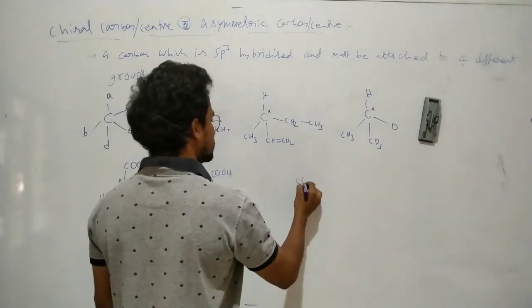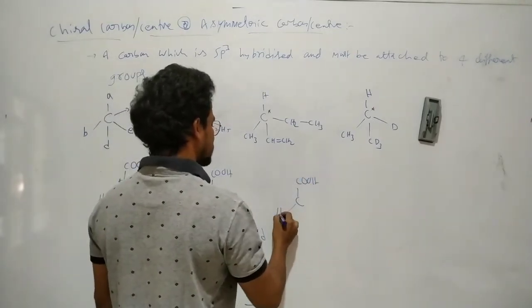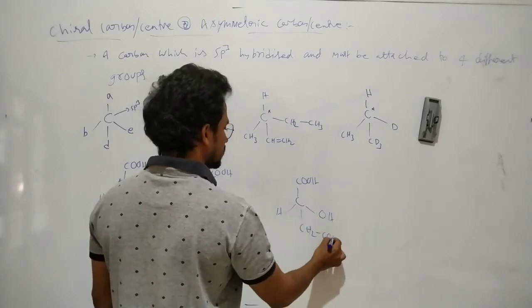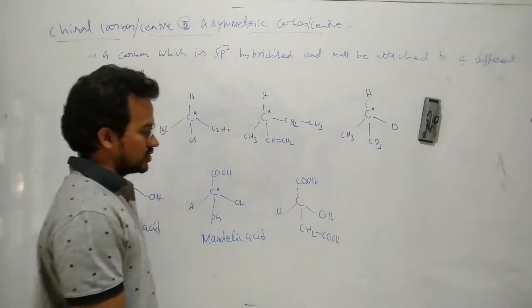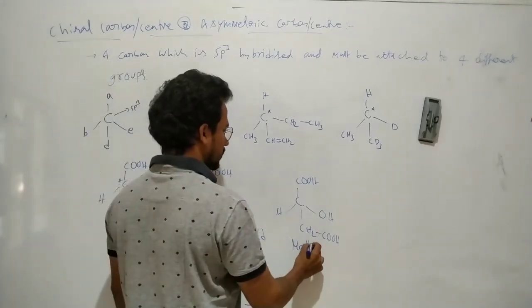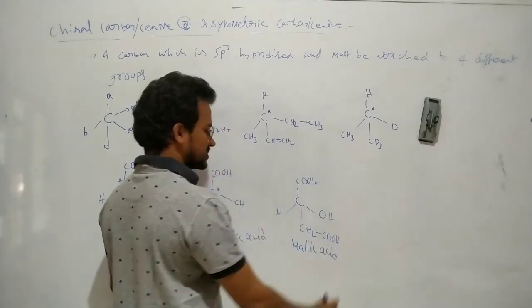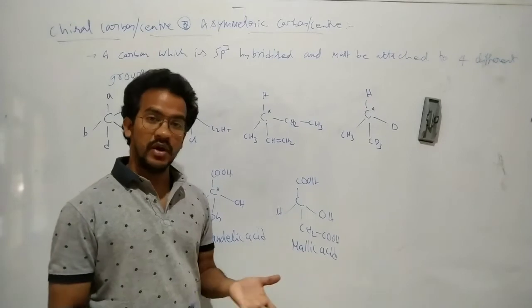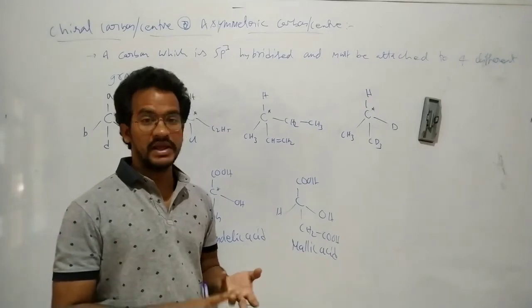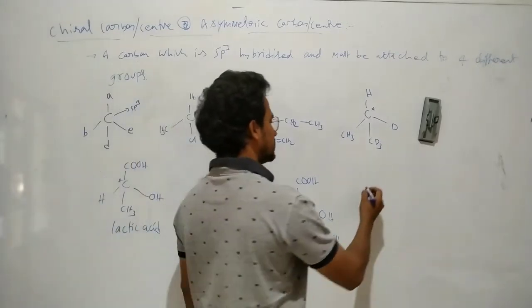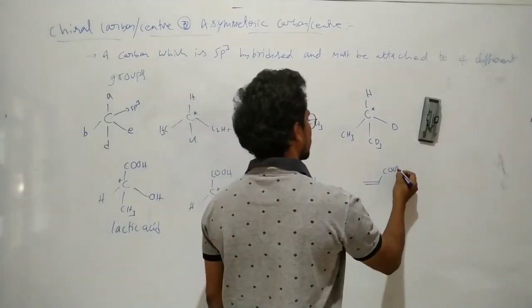Next, COOH, hydrogen, here OH. Next, CH2COOH. This is malic acid. So you know malonic acid and we know maleic acid, and this is malic acid. What is maleic acid? The cis isomer is maleic acid.